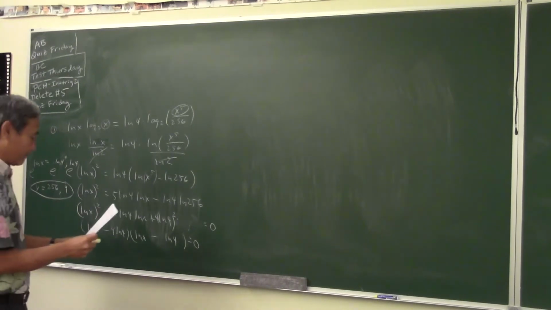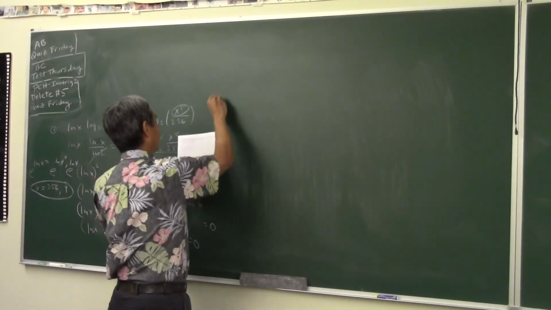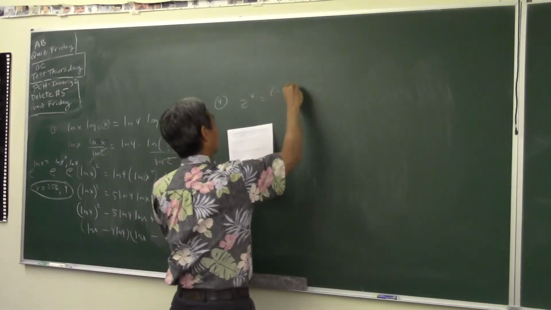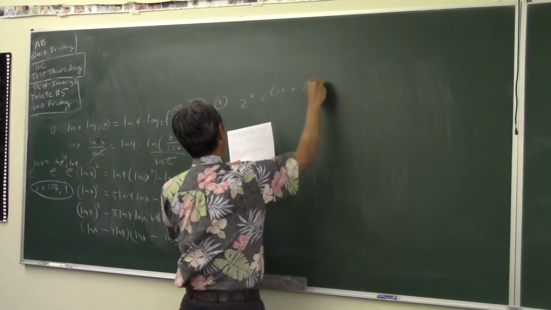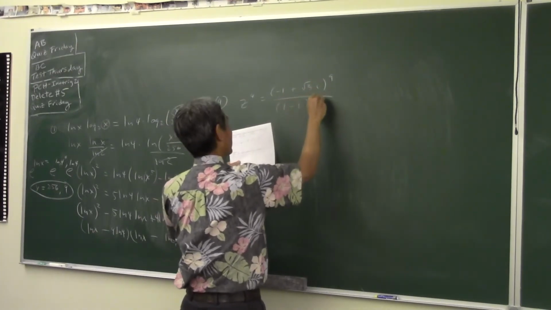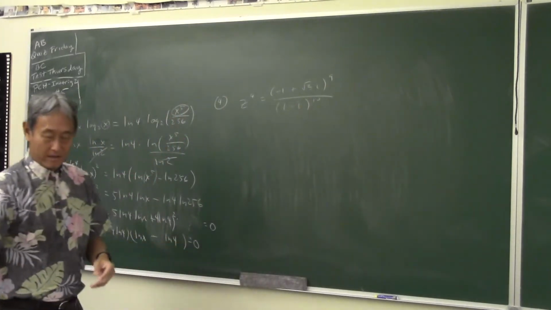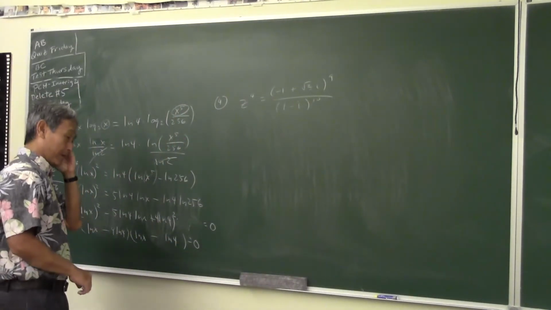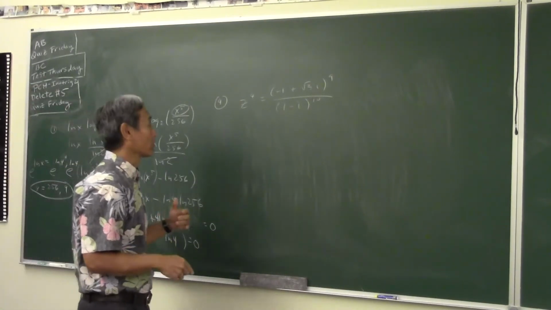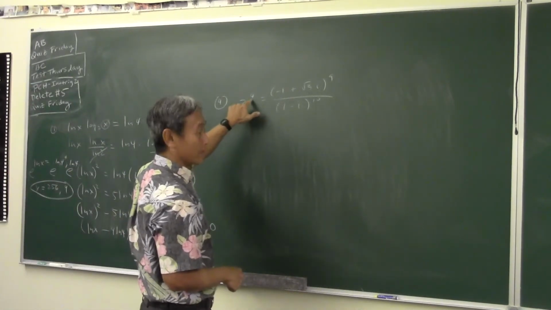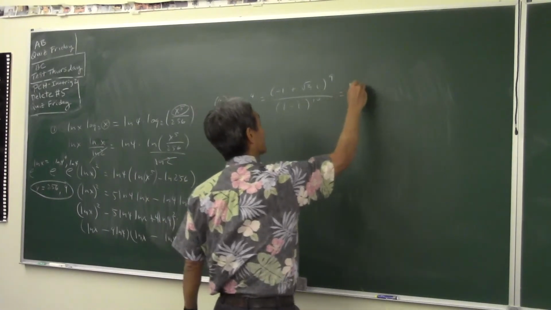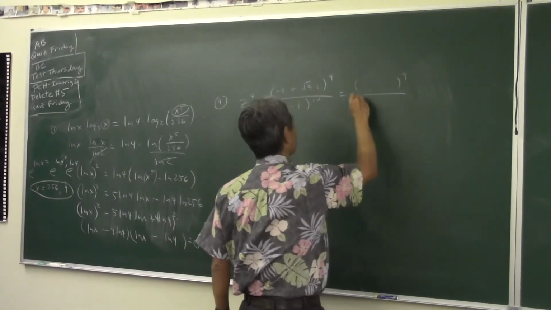Okay, number 4. Polar. z to the 4th is equal to negative 1 plus radical 3 i to the 9th, all over 1 minus i to the 10th. If you're going to use de Moivre's theorem and the complex roots theorem, you need to have it in polar form. So z to the 4th, there are going to be 4 answers. The first thing we do is change both of these into polar form.